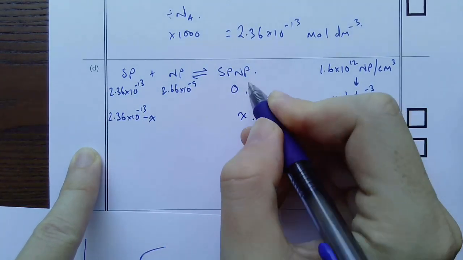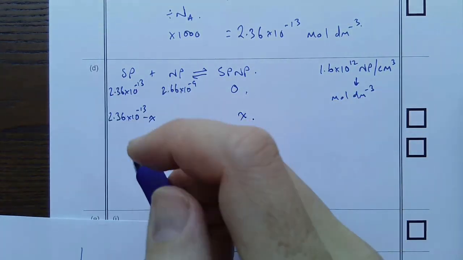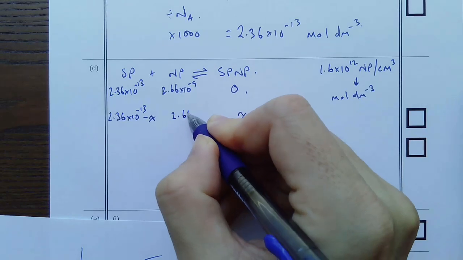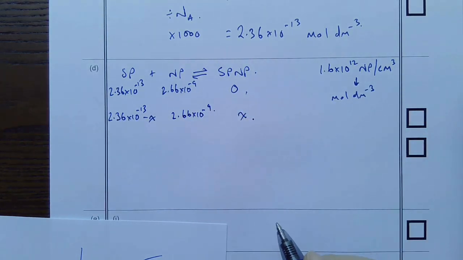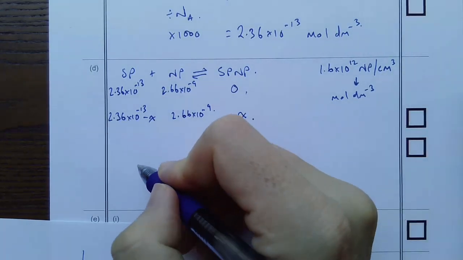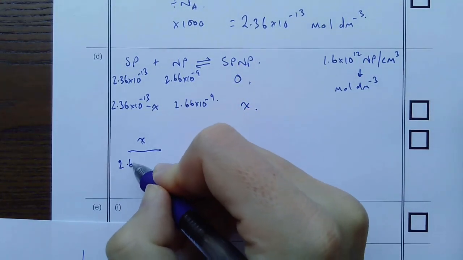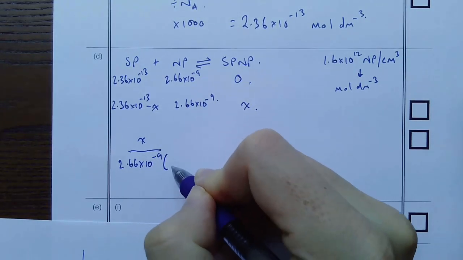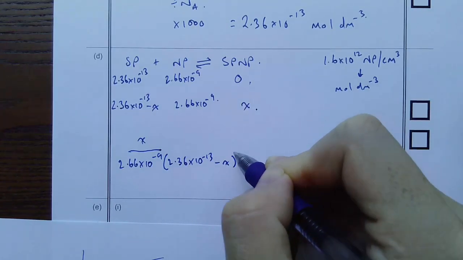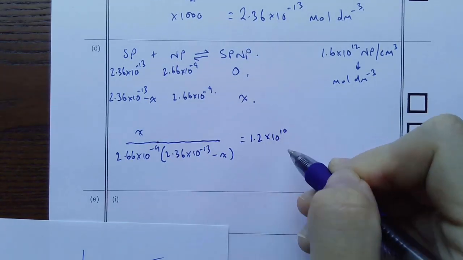This is going to be the number of spike protein nanoparticle combinations, which is going to be x. But then it says in the question, you can assume the equilibrium value of this hasn't changed. So he's going to leave that as 2.66 times 10 to the minus 9. Fine. Okay. So then I just put it all into my equilibrium expression. So it's going to be x over the nanoparticle concentration, 2.66 times 10 to the minus 9, multiplied by 2.36 times 10 to the minus 13 minus x, equals 1.2 times 10 to the power of 10.